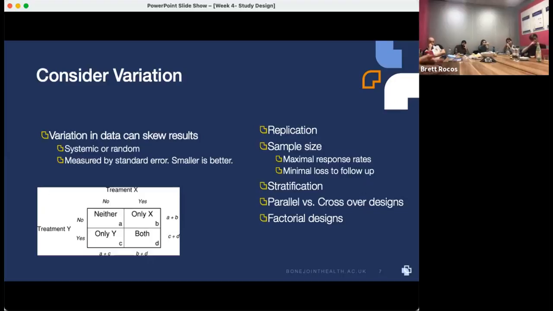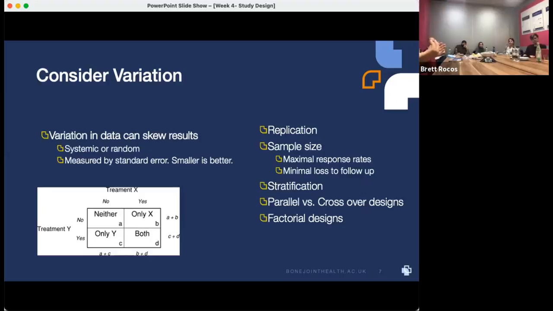Stratifying them, we've talked about. So blocking them together, either by characteristic, for example, age, 60 to 70, 70 to 80, 80 to 90, or 100 plus, or by location and so on. You can have parallel or crossover designs as a way of doing it. So parallel is you have treatment A, you have treatment B, and they run in parallel to each other. So what's the result of treatment A versus the result of treatment B?